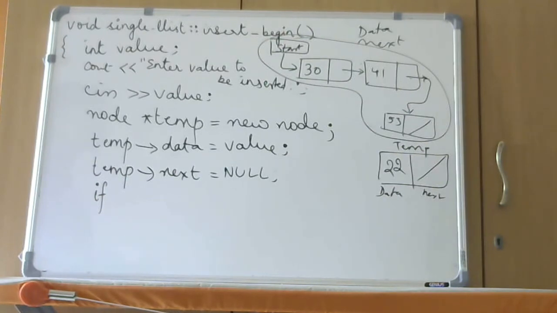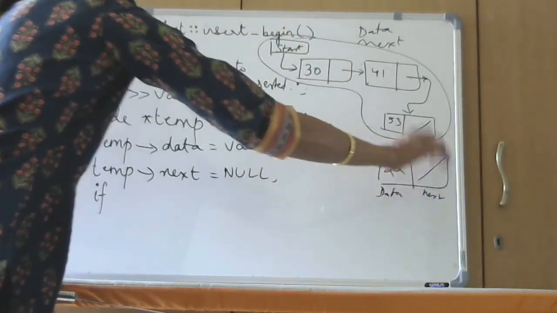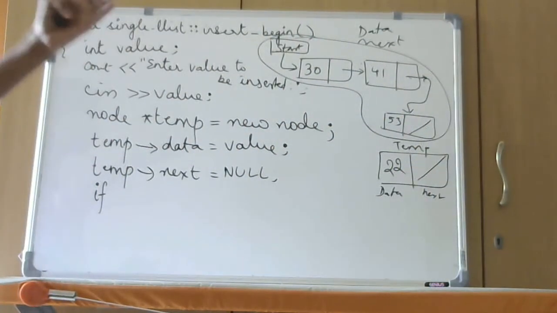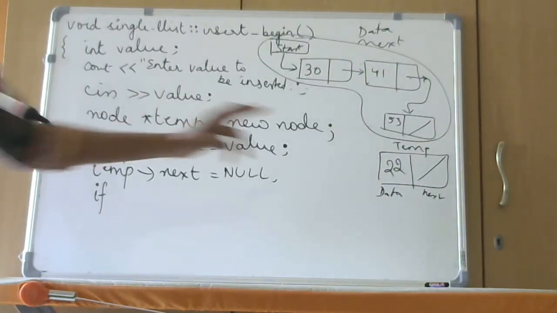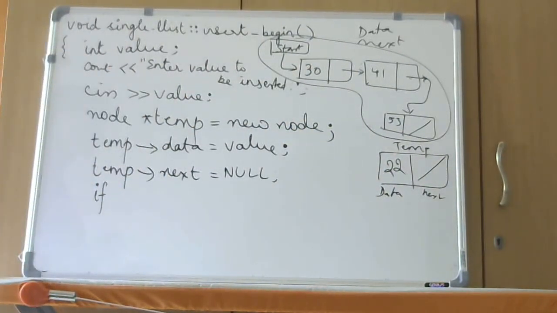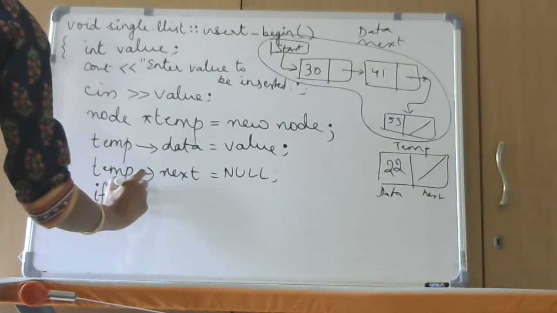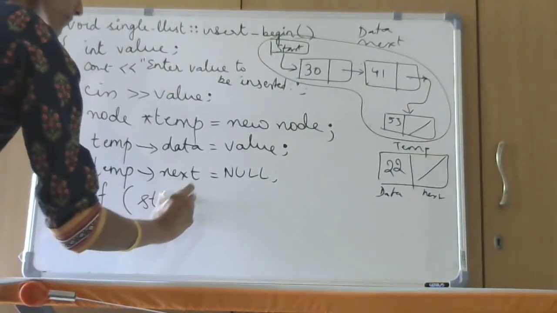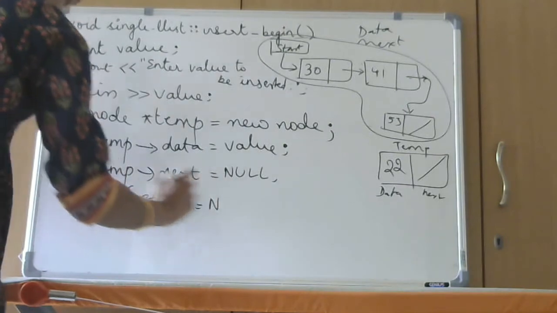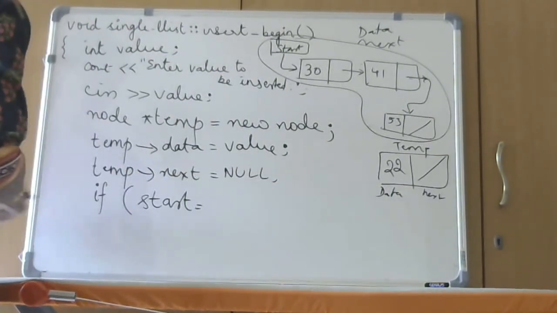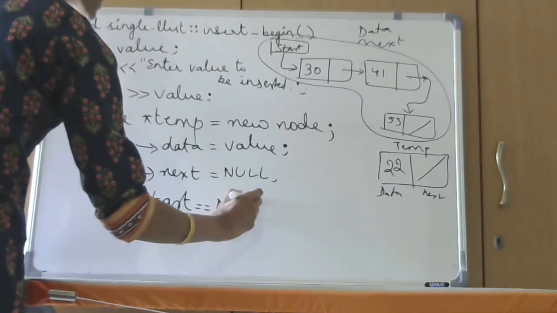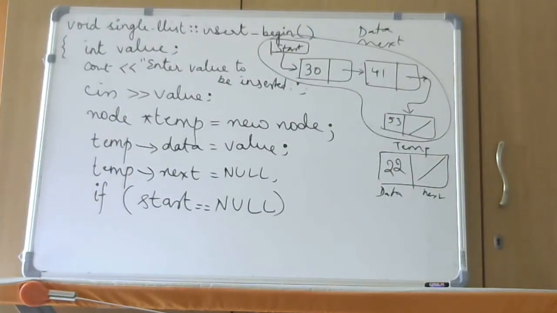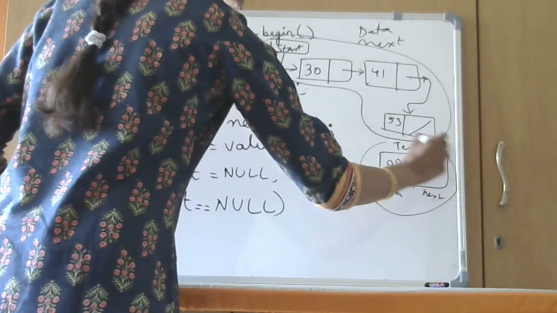So always you should check if your linked list is empty or not. If it is empty, you are anyway going to insert that node at the beginning, and that will become your first node. If it is not empty, then I will have to make some changes. First I will go for the empty case. How do I check if my linked list is empty? If the linked list is empty, start is going to point to null. So I will first check if start is equal to null. Start is null means it is empty, so this node itself will become the first node.